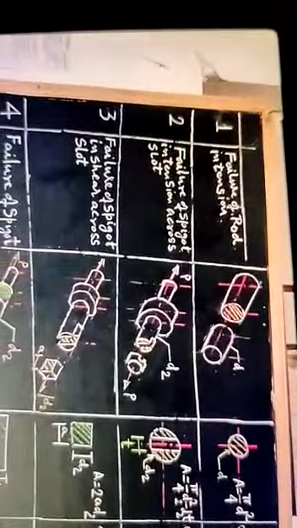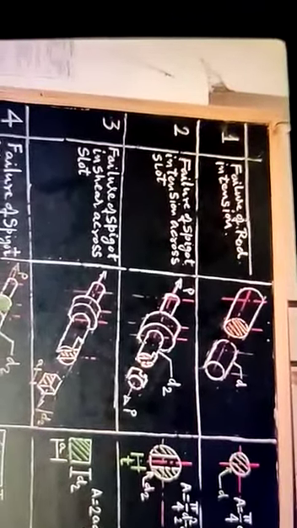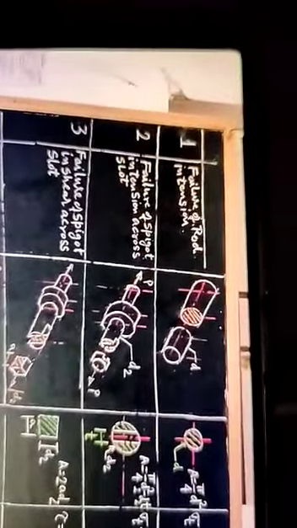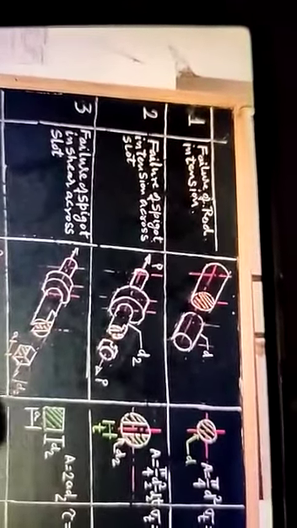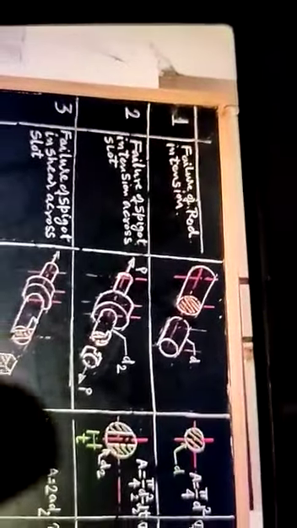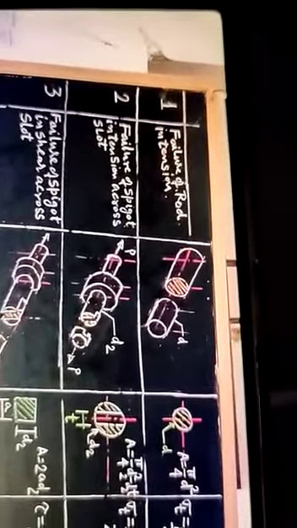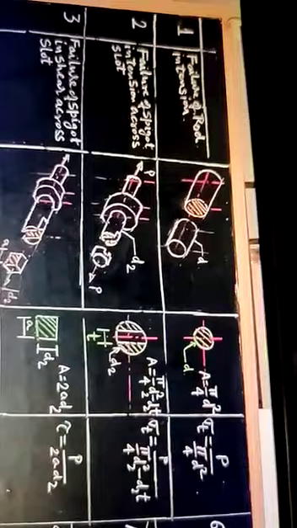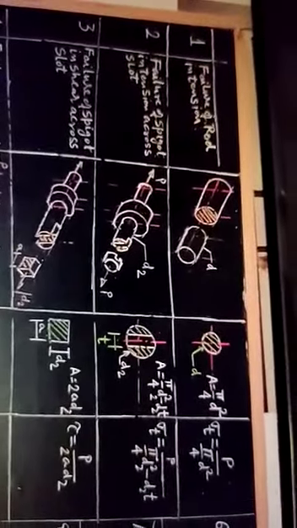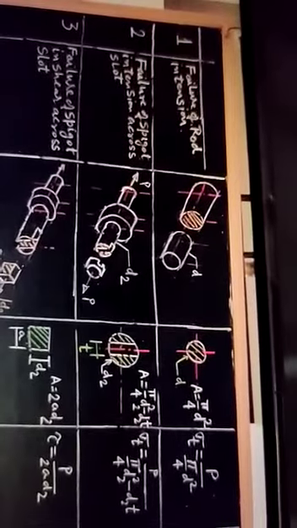The next failure is the failure of spigot in shear across slot. This is the area A into d2. Double shear is there, so 2 multiplied resisting shear area is A is equal to 2 into A into d2, and the strength equation is given by tau is equal to load upon resisting area, that is 2 into A into d2.